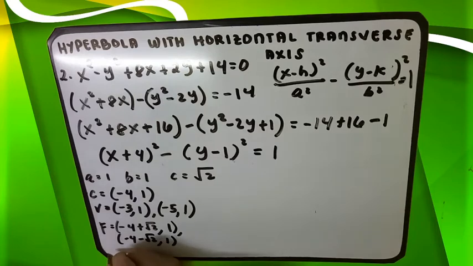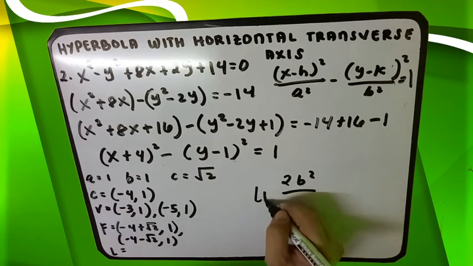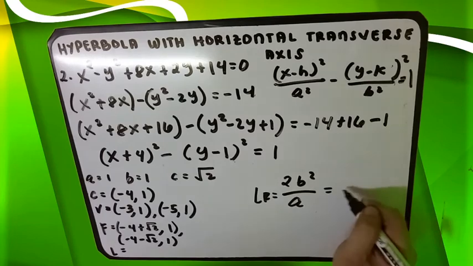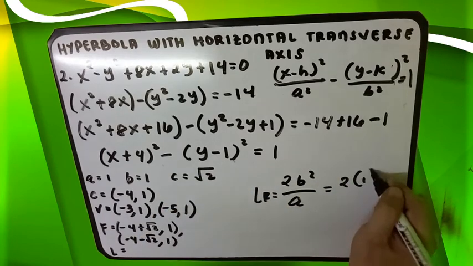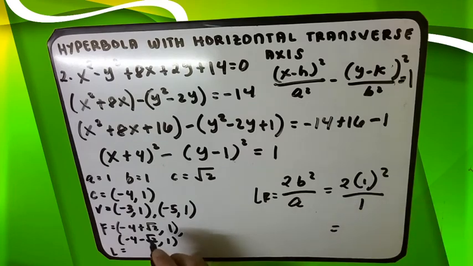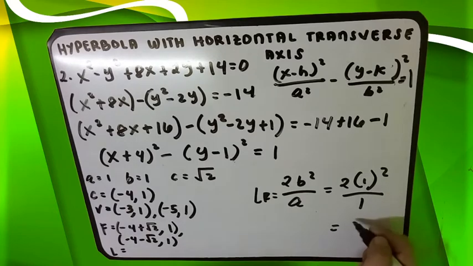Next, latus rectum. For the latus rectum, that is 2b squared over a. So that is 2. Ang b natin is 1 squared. Ang a natin is 1. So that is 2 times 1 over 1, which is 2.